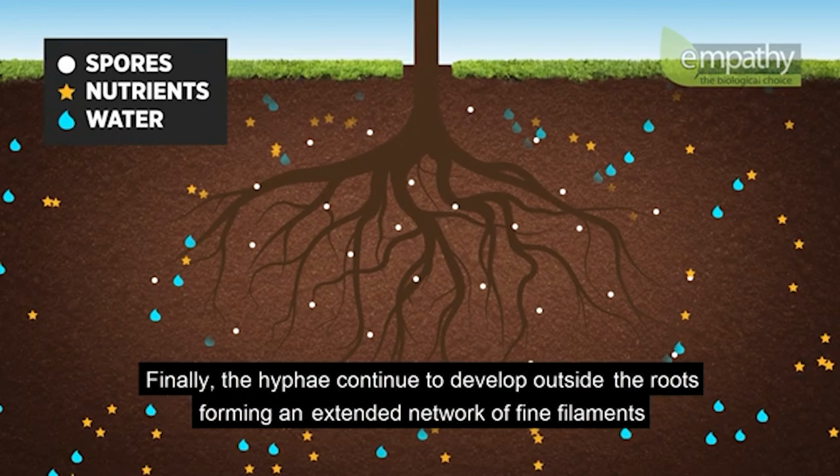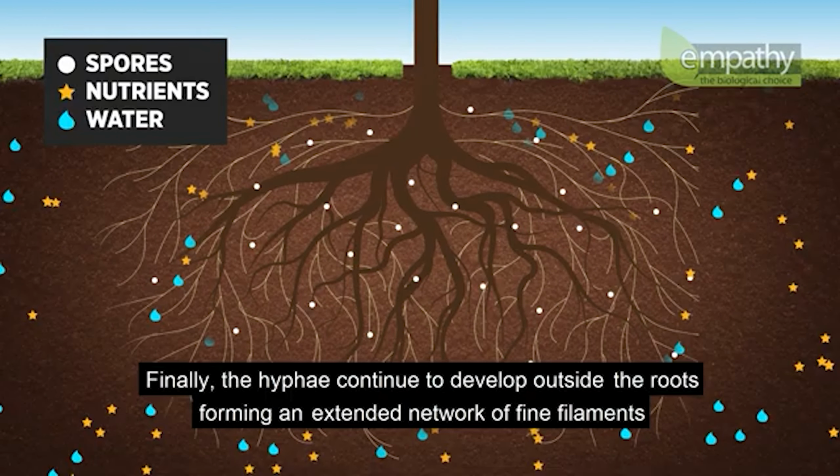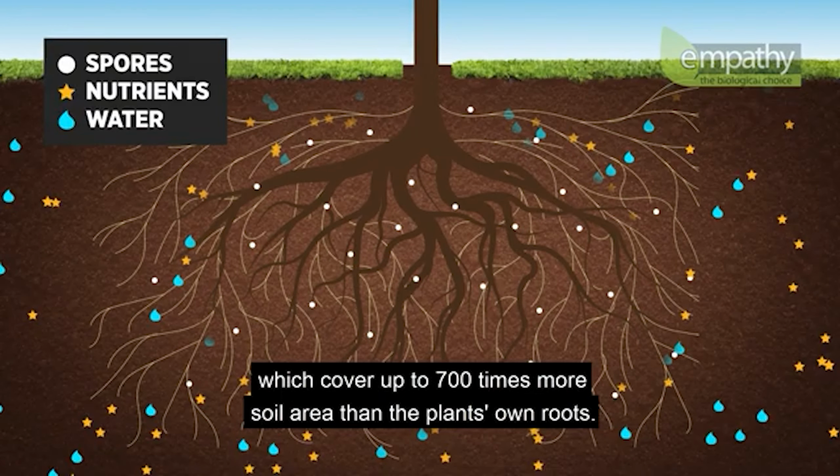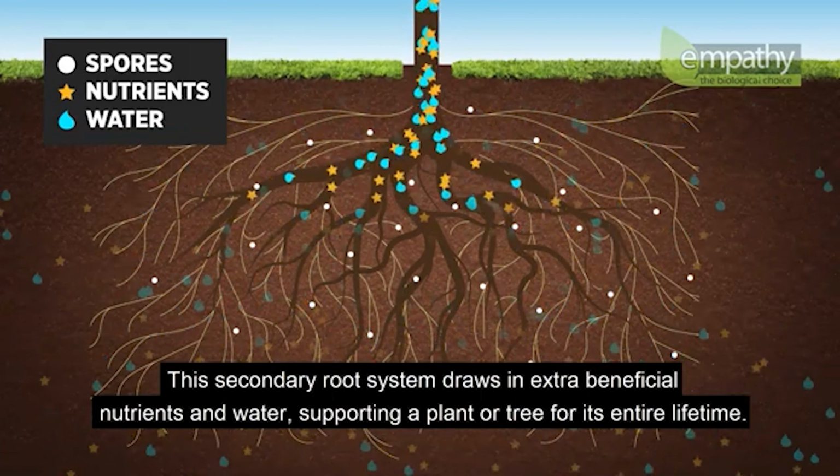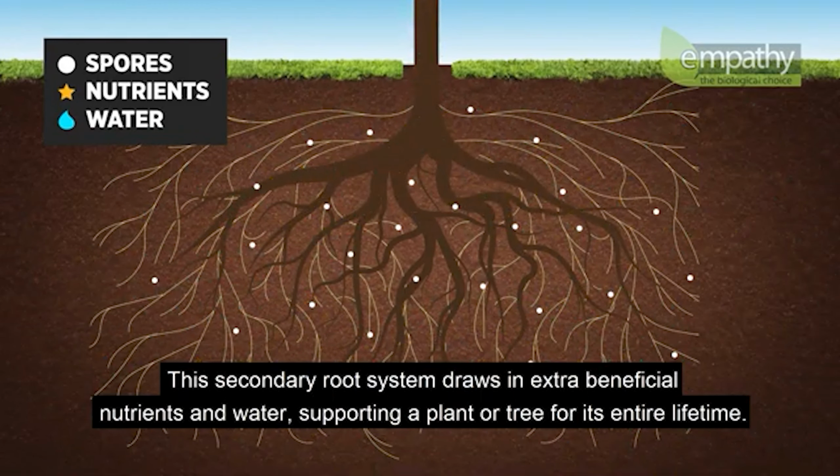Finally, the hyphae continue to develop outside the roots, forming an extended network of fine filaments, which cover up to 700 times more soil area than the plant's own roots. This secondary root system draws in extra beneficial nutrients and water, supporting a plant or tree for its entire lifetime.